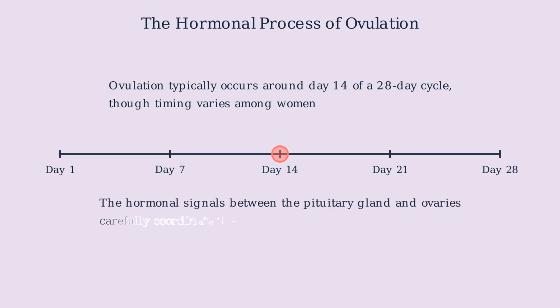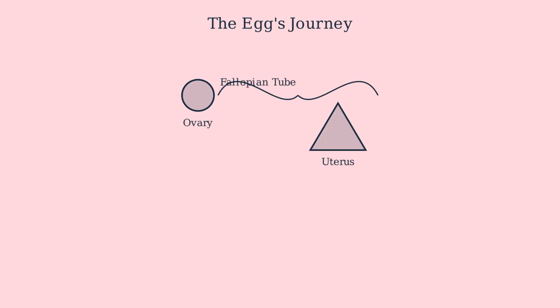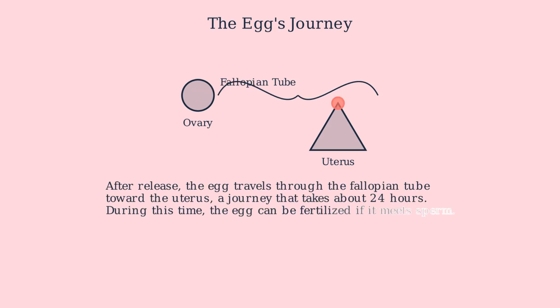The hormonal signals between the pituitary gland and ovaries carefully coordinate the process of ovulation. After ovulation, the egg begins its journey through the fallopian tube toward the uterus. This journey takes approximately 24 hours, during which time the egg can be fertilized if it encounters sperm.